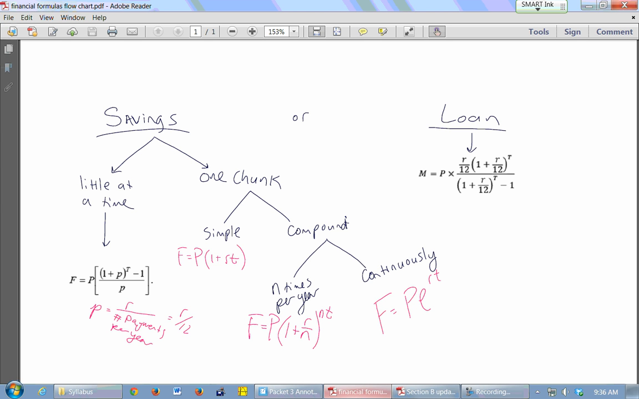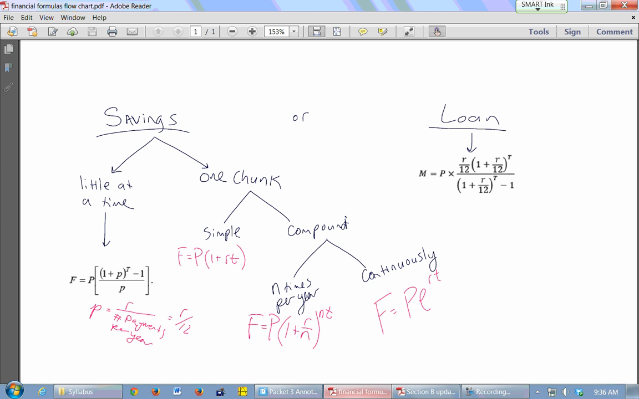So you have to decide, is it a savings or a loan? If it's a loan, you really only have one formula, right? If you're saving, and I already posted this on Moodle, so you could just print it out if you want. It's a PDF in Moodle. And I'm in the process of making a prettier one, but this is the info.